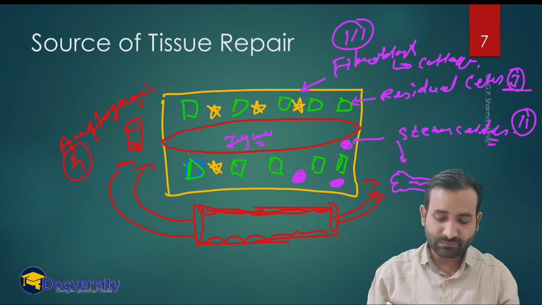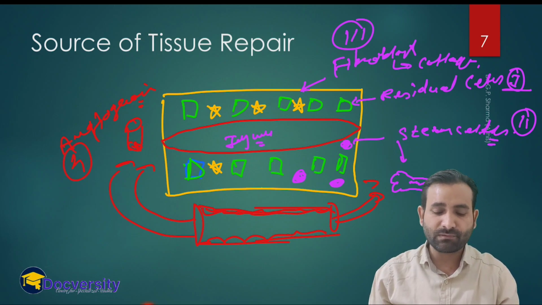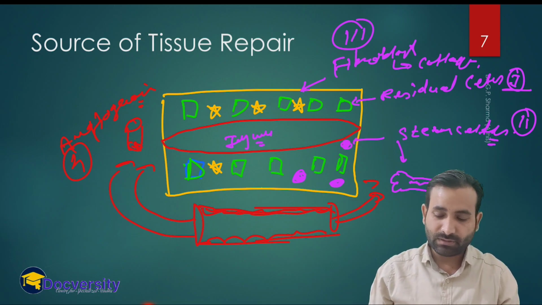So what are the sources of tissue regeneration or tissue repair? Number 1, residual cells from the tissues. Another one, the stem cells. The stem cells may be within the tissue, maybe in the bone marrow, or maybe in the capillaries, right? The third source can be the fibroblast, and then the 4th source can be what?